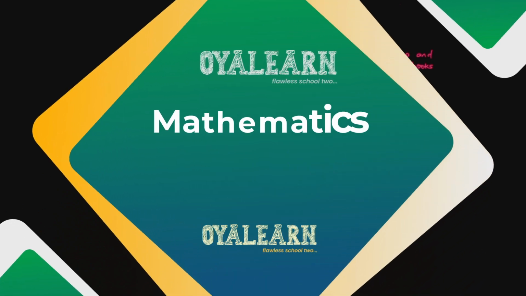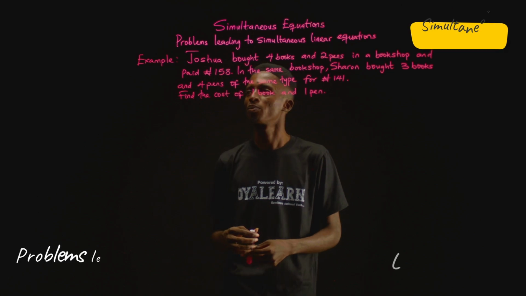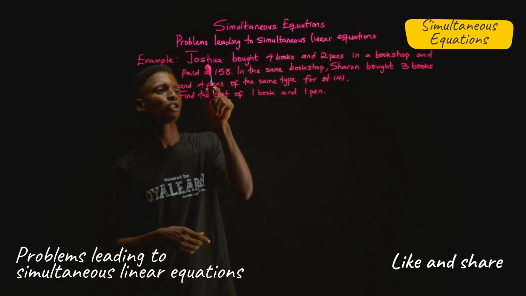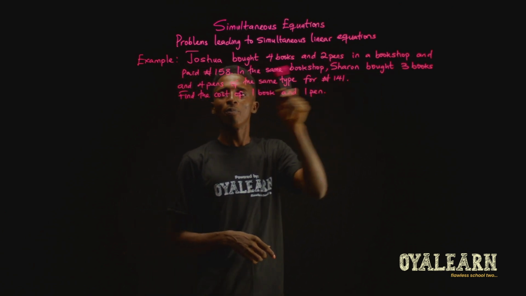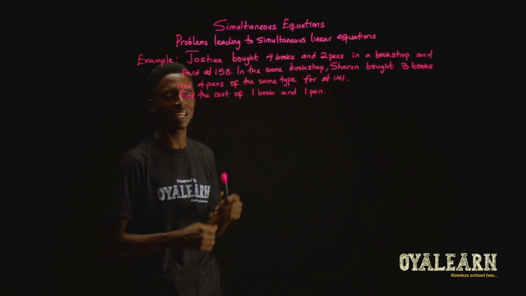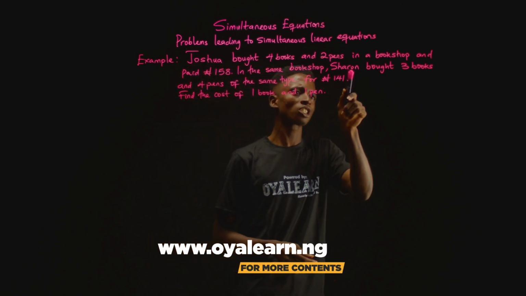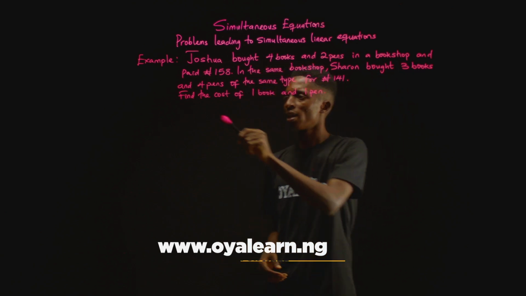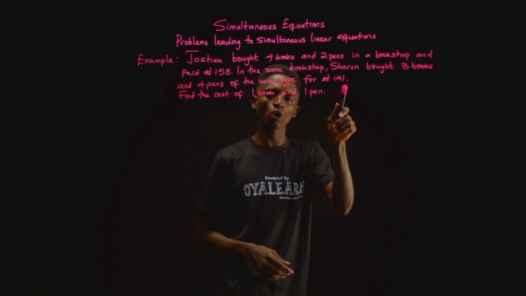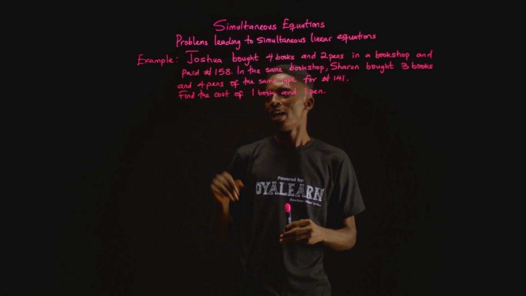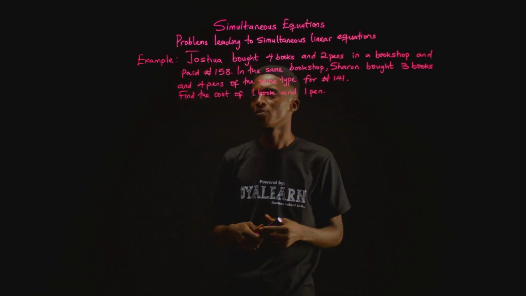Here's another example on problems that can lead to simultaneous linear equations. Here we are told that Joshua bought 4 books and 2 pens in a bookshop and paid 158 naira. In the same bookshop, Sharon bought 3 books and 4 pens of the same type for 141 naira. And we are to find the cost of 1 book and 1 pen.